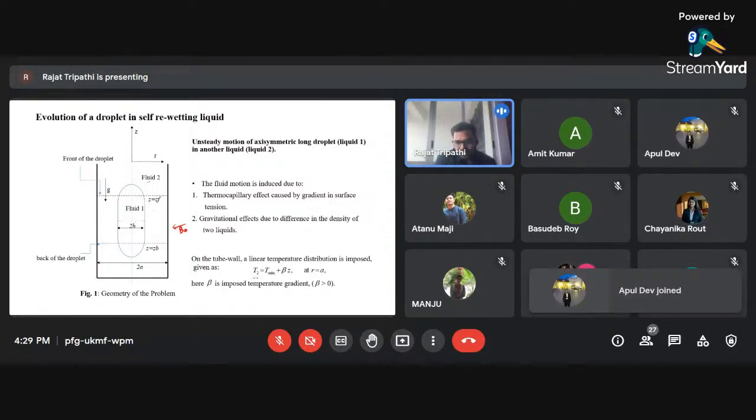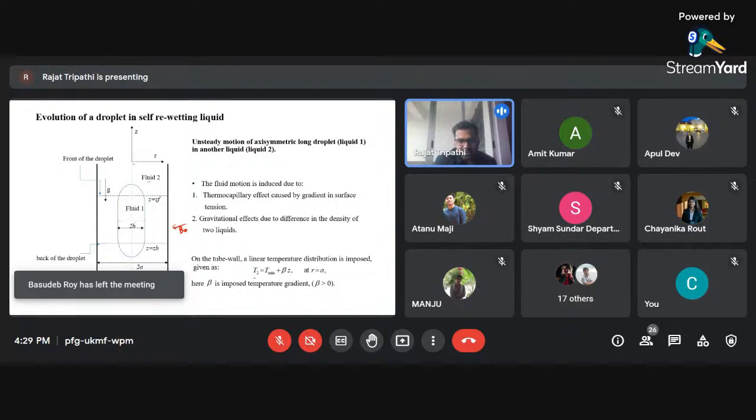Along with this, also assume that the wall of the tube has a linear temperature distribution given by T2 equal to T min plus beta z. Okay, this is presented in cylindrical polar coordinates. This is the radial direction, and this is the axial direction. Assume that the temperature at the wall of the tube is distributed linearly. Okay, beta is some temperature gradient.